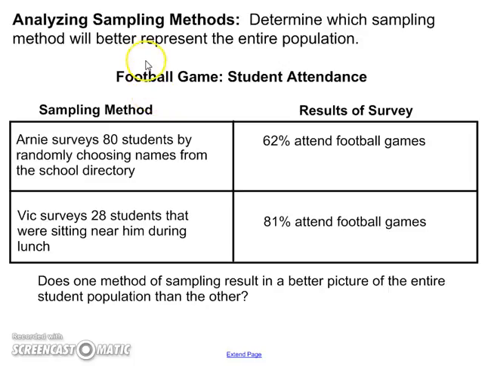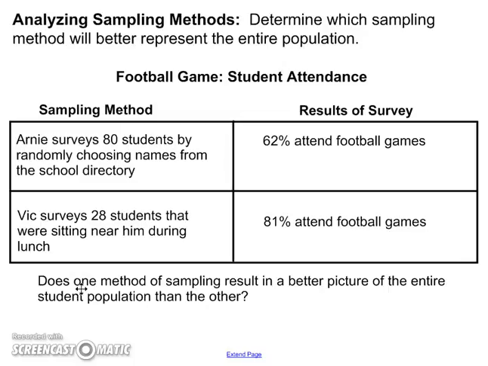All right, so let's determine which sampling measure would be better to represent an entire population. So in this particular case, we're talking about football game student attendance, and we have a couple sampling methods. So Arnie surveys 80 students by randomly choosing names from the school directory. He finds that 62% attend football games. Vic, however, surveys 28 students that are sitting near him at lunch. He finds 81% attend football games. Does one method of sampling result in a better picture of the entire student population?